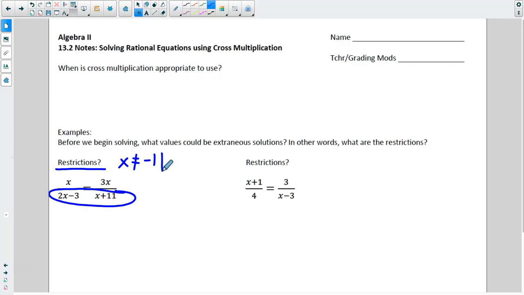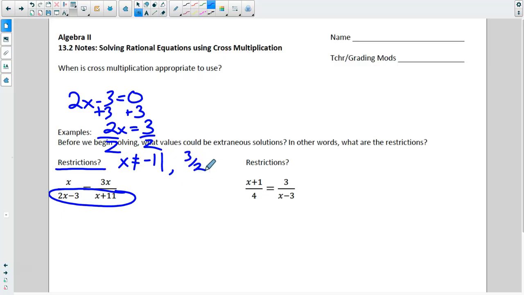This next one, 2x minus 3, if you want to do a little work, I'm fine with that. If you want to just do the work in your head, we're getting to the point in the year where I'm also fine with that. So we're looking at 2x minus 3 equals 0. All you are doing is adding 3 to both sides. You get 2x equals 3. You divide by 2. And so my other restriction is 3 over 2. So x cannot be either of those numbers. Basically all that means is if you solve this and you get a -11, you just cross it off and you're done. Okay? Let's get to the solving piece.